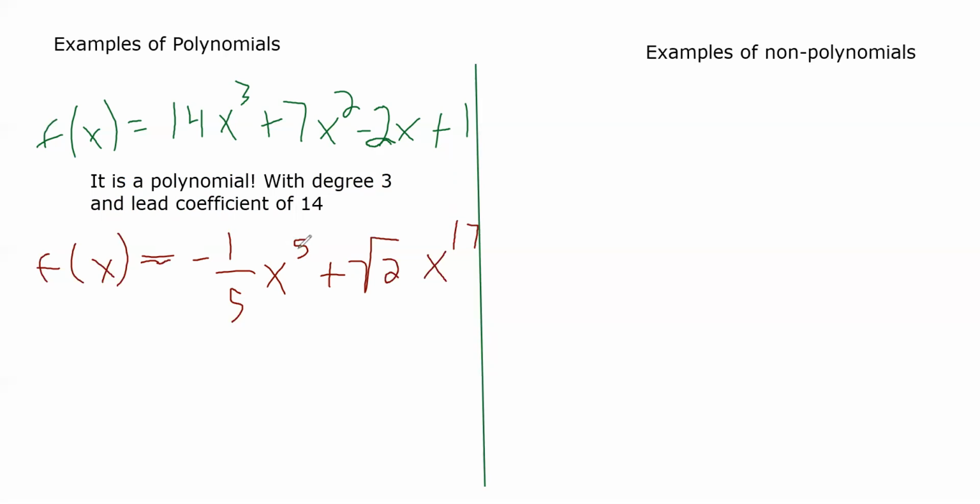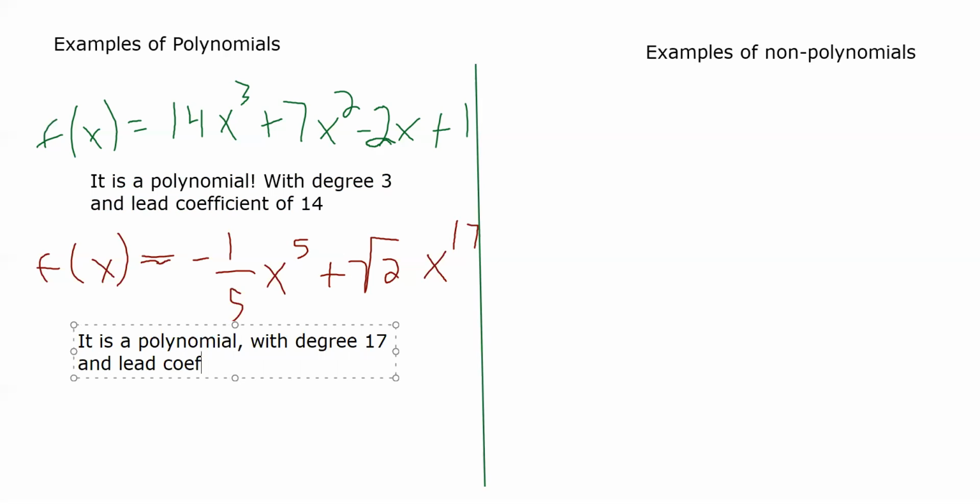Negative 1/5 x to the 5th plus the square root of 2, but then the square root ends, times x to the 17th power. Once again, this is a polynomial. All the powers of x that you see here and here are positive whole numbers, positive integers. You don't have any 5.5 power, no negative powers, nothing weird like that going on. It is a polynomial. It's going to have a degree. Now it's 17. It's the highest power you see, not the first power you see.